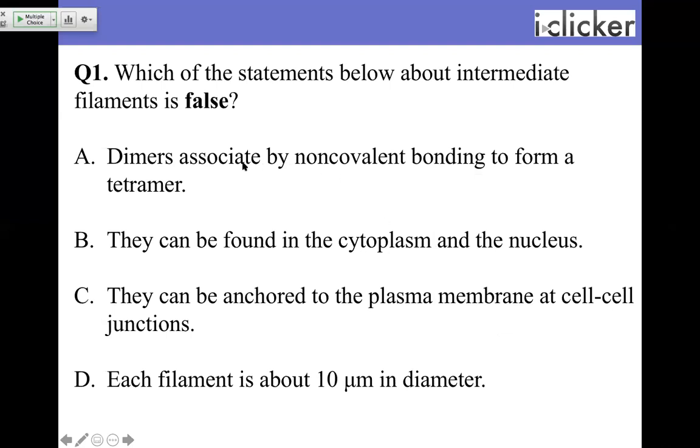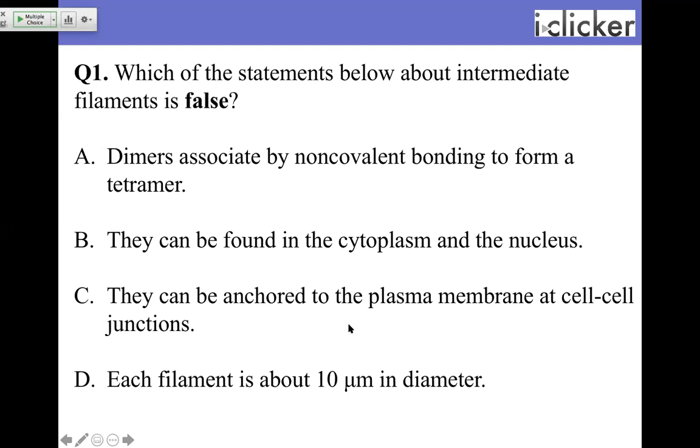The individual polypeptides are a monomer, right? And covalent bonds link amino acids to each other to form a polypeptide. But polypeptides interact with other polypeptides by non-covalent bonding, right? They're attracted to each other by hydrogen bonds or electrostatic interactions. Relatively weak bonds, but there's so many of them that they're held together. So the individual components of an intermediate filament are held together by non-covalent bonds. So A, B, and C are all correct.